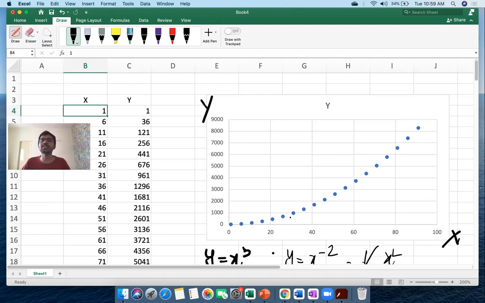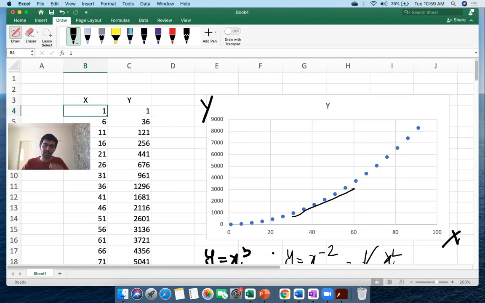Okay, now let's say I'm standing at x is equal to 40, and I would like to understand what is the change in y for a given change in x. Okay, now since I'm standing at 40, what we are going to do is draw a tangent at this point.